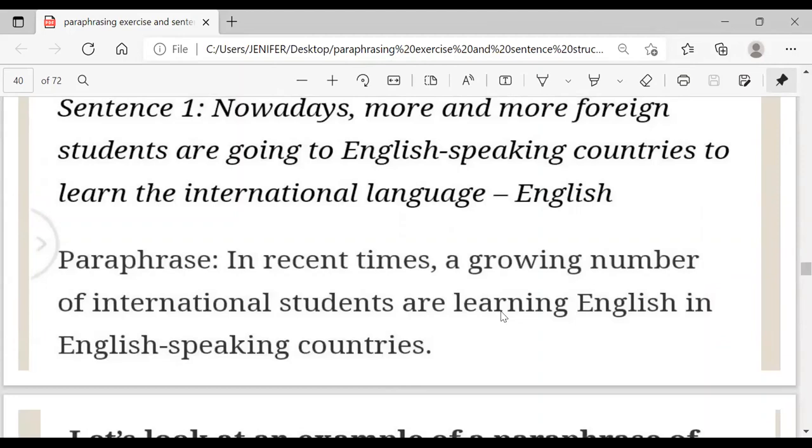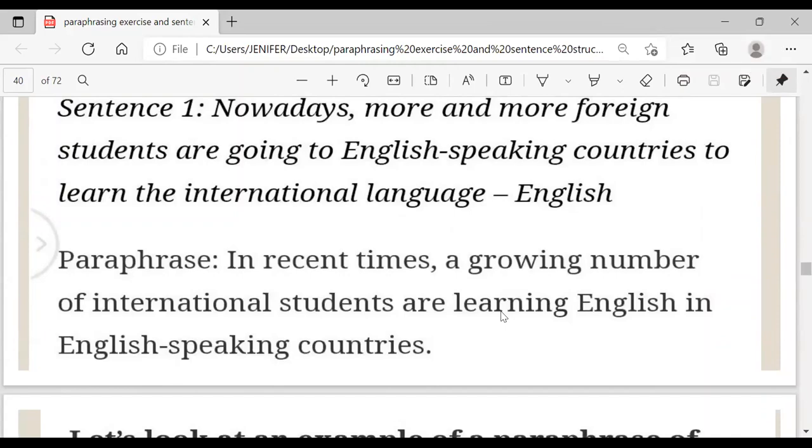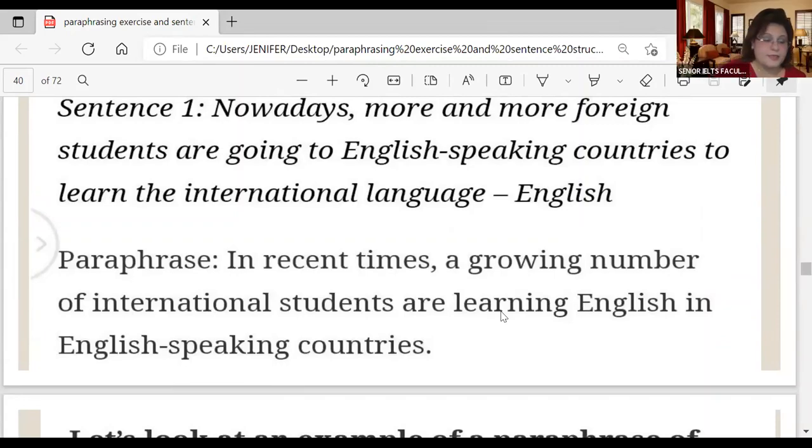Nowadays, more and more foreign students are going to English speaking country to learn the international language English. Paraphrase: In recent times, a growing number of international students are learning English in English-speaking countries. Okay. Now, who is going to tell me the difference? Dekho, yahan pe jo ye jo question hai, nowadays, more and more foreign students are going to English-speaking countries to learn the international language English. Who is going to tell me कि ये question में और ये paraphrasing वाले में क्या क्या difference है, क्या change हुआ है?